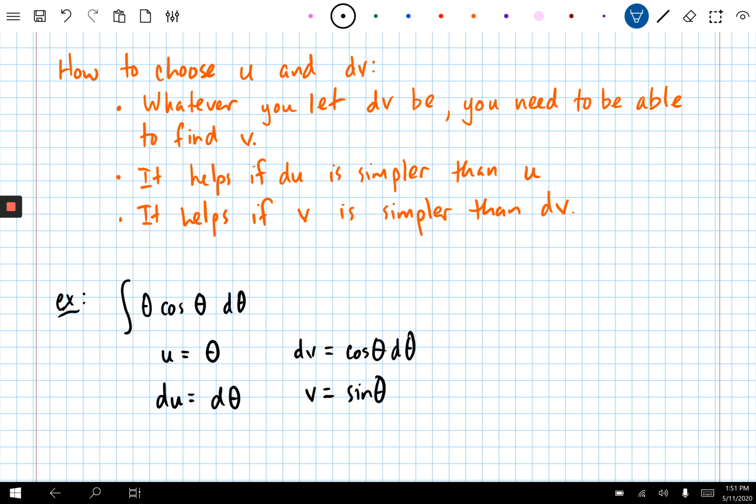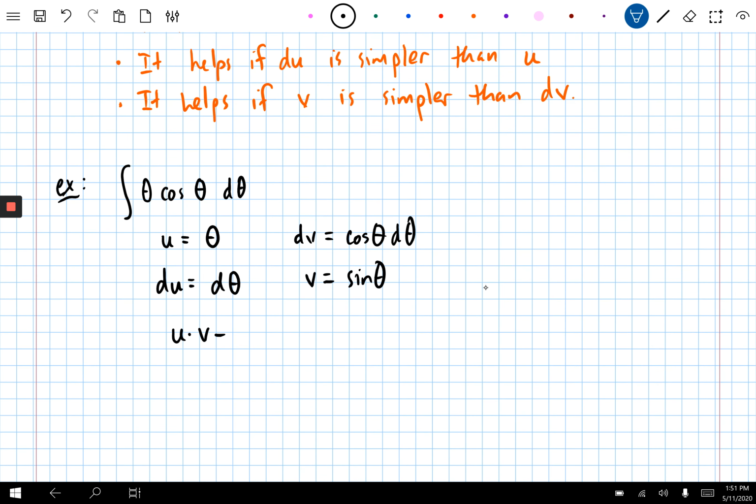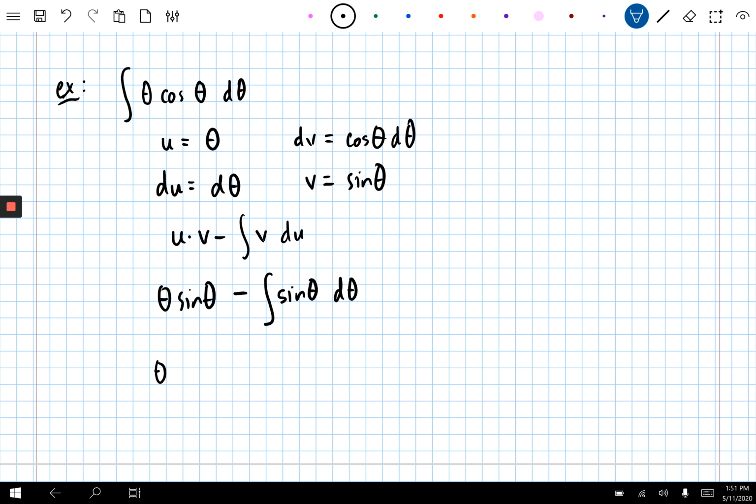So here we go. My formula, u times v minus the integral of v times du. So theta sine theta minus the integral of sine theta, and then du is d theta. So I have to take it one step further. I can't leave the integral sign in my answer. So you get theta sine theta minus the antiderivative of sine, negative cosine. So minus a negative cosine, that's just a plus cosine.